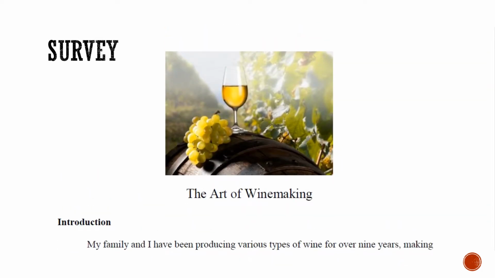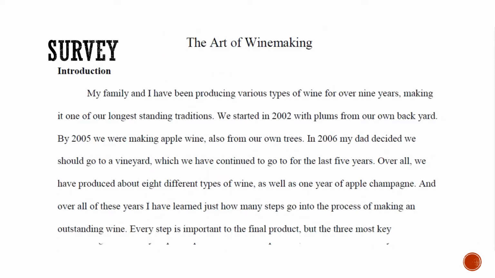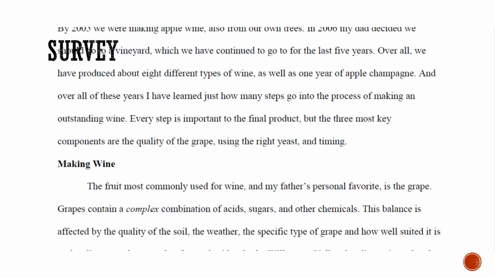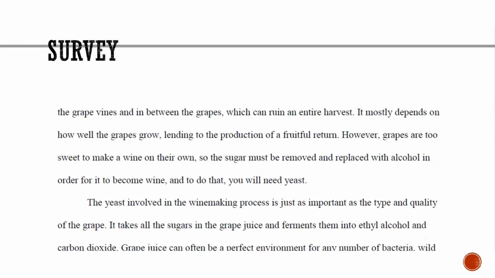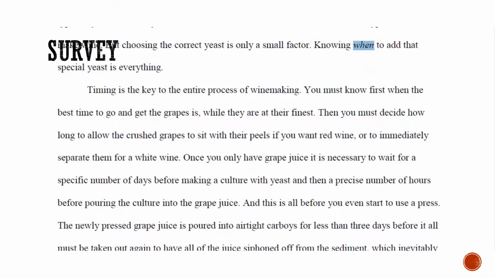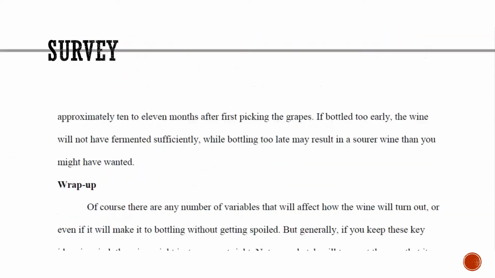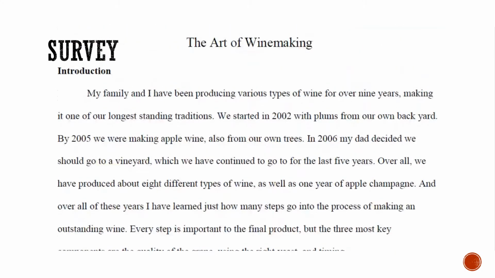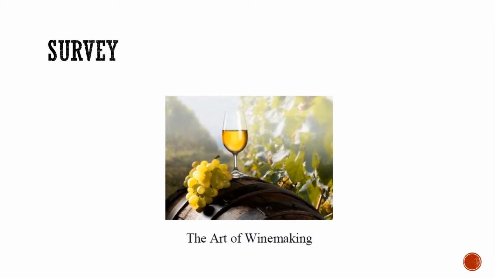And the purpose is to get an overview of what you're about to read. And so based on what you have read, you know that this essay is about winemaking. You know it would discuss maybe steps in the winemaking process, such as select the grape. And you got that from the first sentence of the paragraph. You know yeast is an important part of the winemaking process. Timing is the key. Okay, and so you have just got an overview about what this essay is about. It is about winemaking, the art of winemaking.